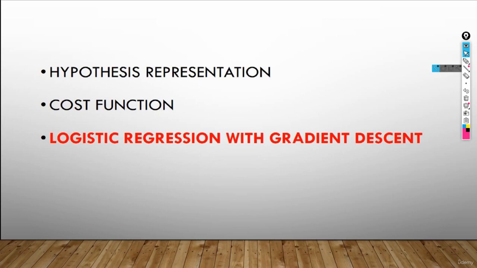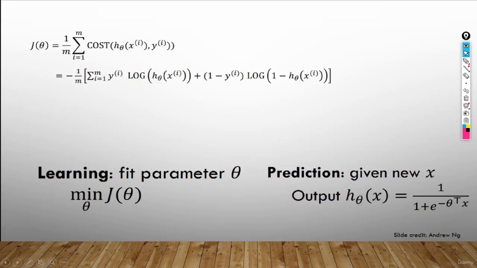So now let's talk about logistic regression with gradient descent. The concept is quite similar to what we have learned in the case of multivariate regression. Only the cost function has been changed, but the concept of gradient descent remains the same. So here you can see the cost function is this new cost function in the case of logistic regression.